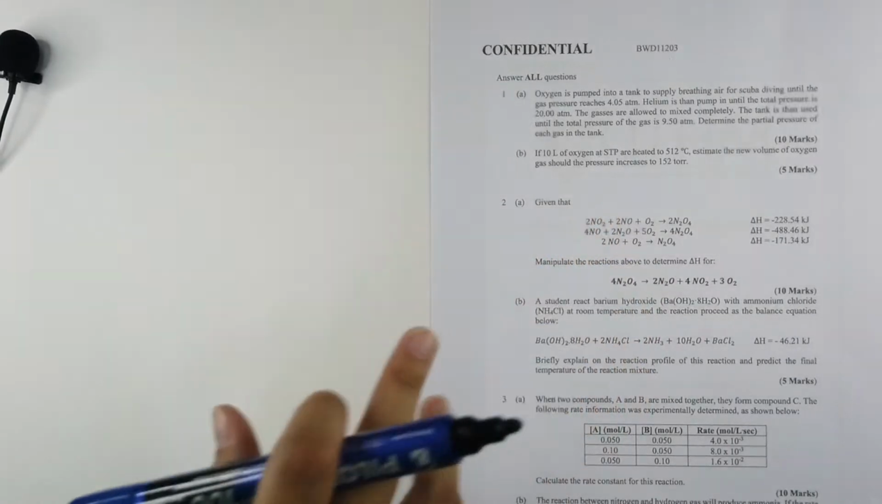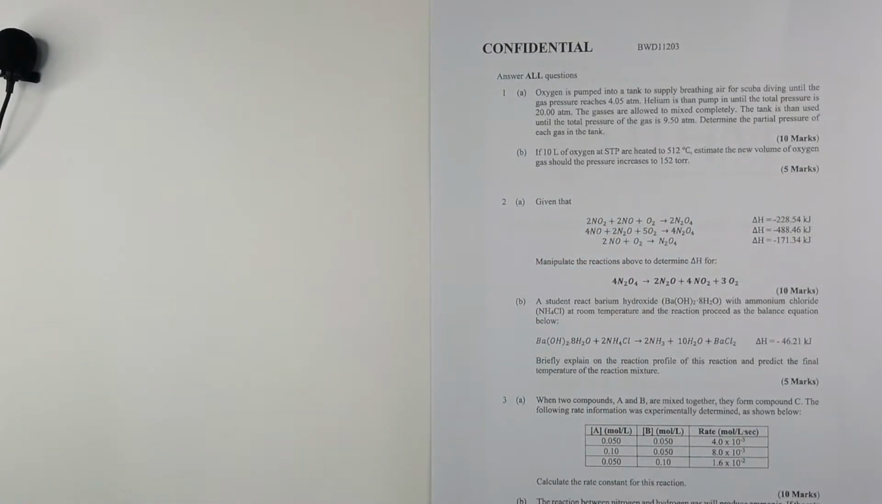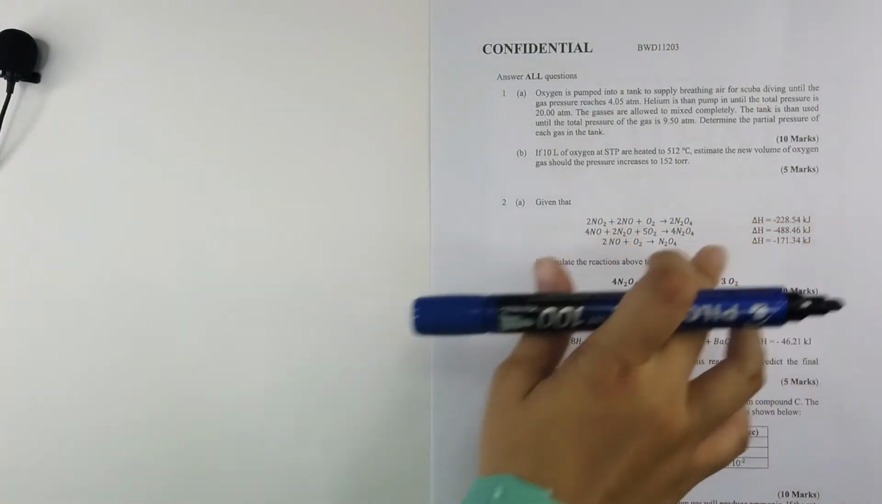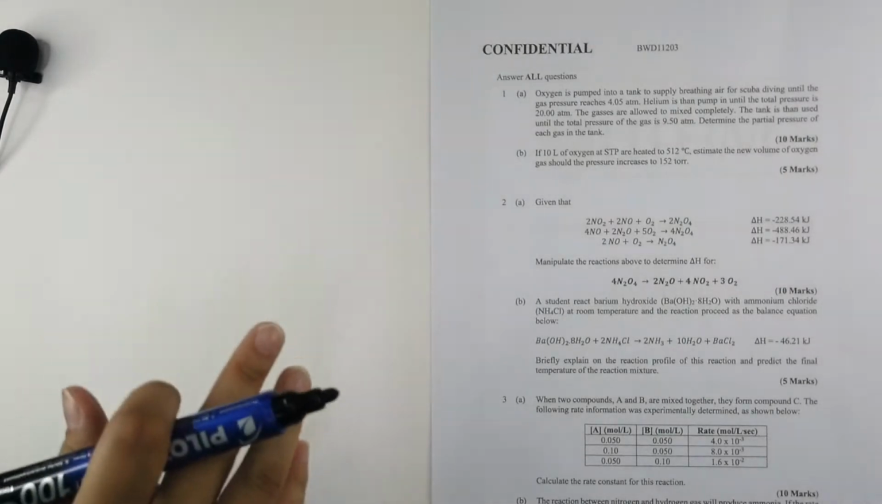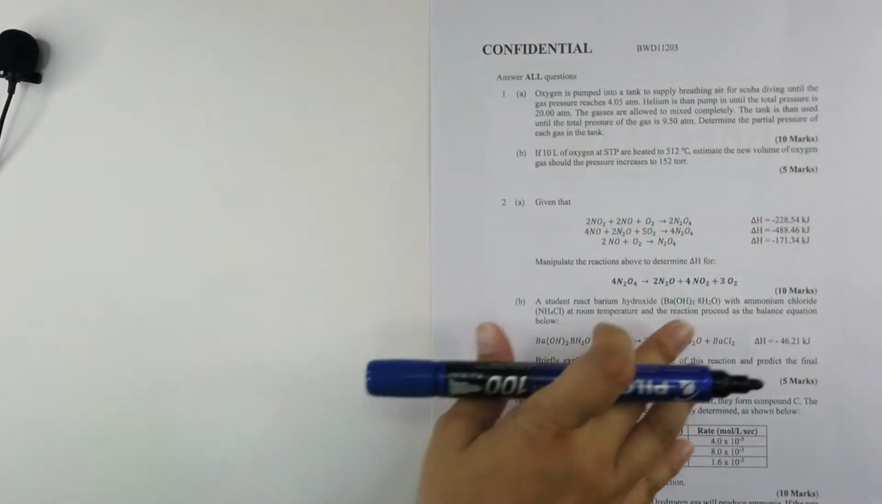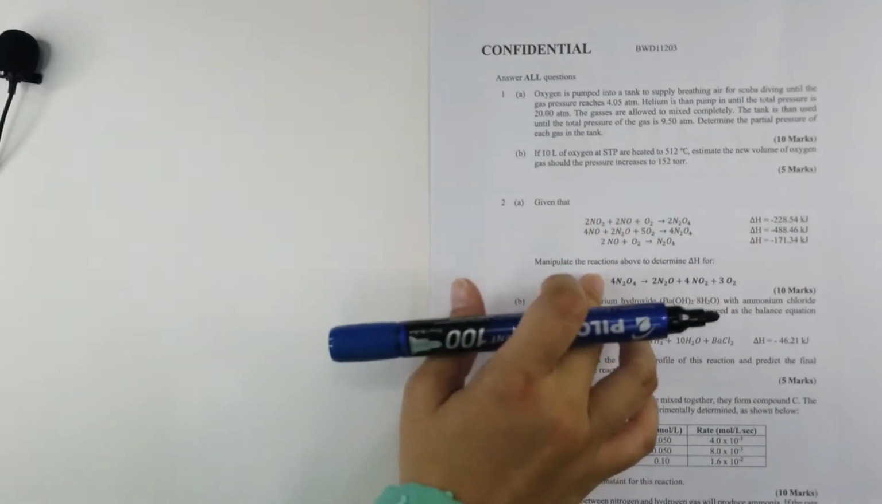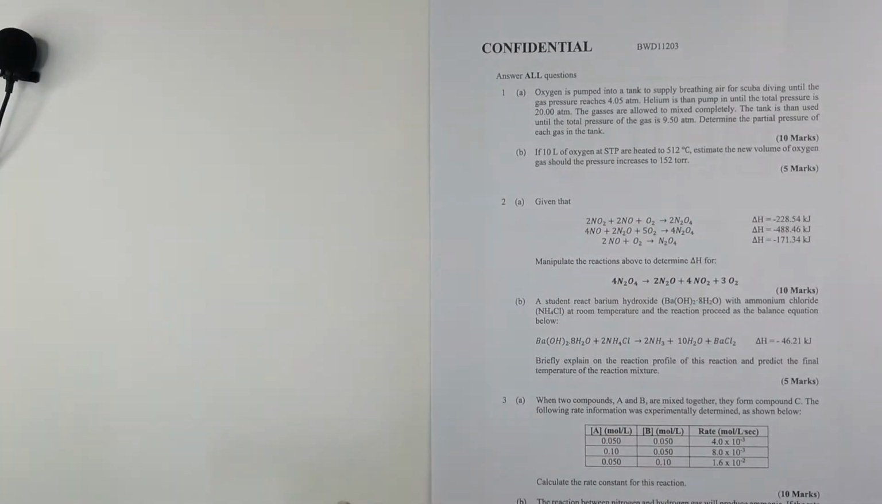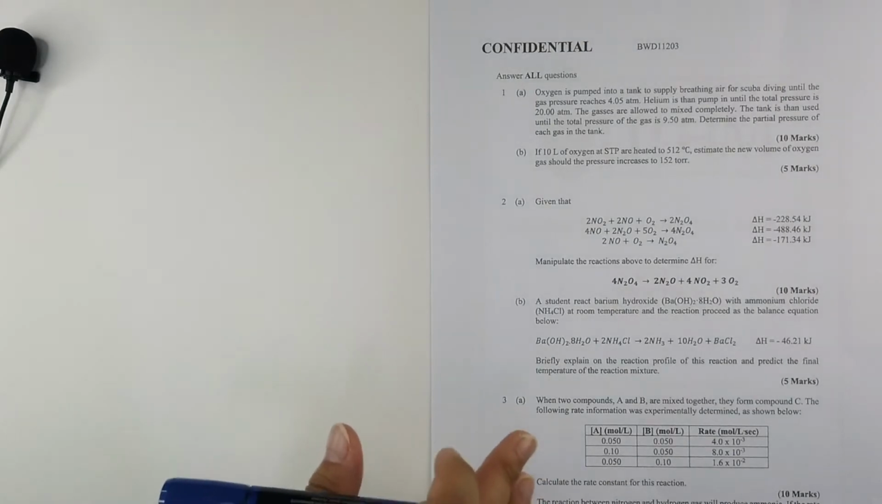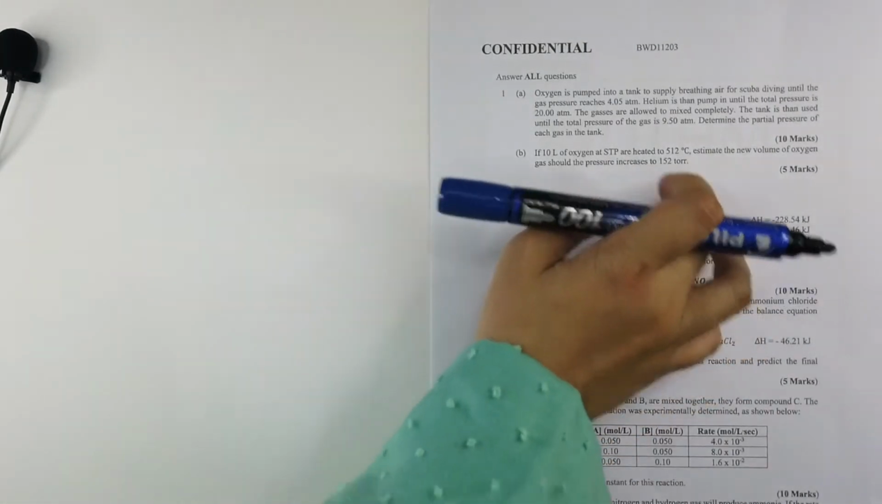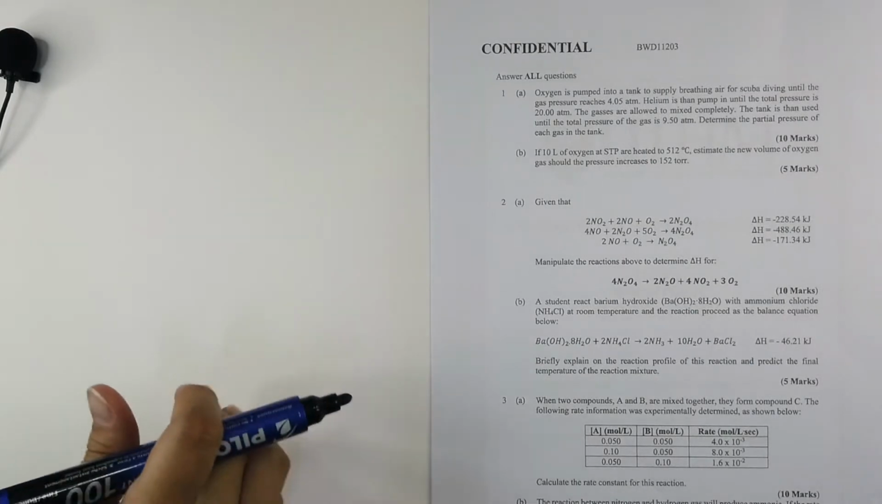The first one is 2NO2 plus 2NO plus O2, you will produce 2N2O4, right? And the delta H is equivalent to negative 228.54 kilojoule. What you're going to do with this equation is, because you need to look at which one of these actually matches the target equation, you know that you do need this N2O4 to be at the reactant instead of at the product. So you need to switch the position of this equation.